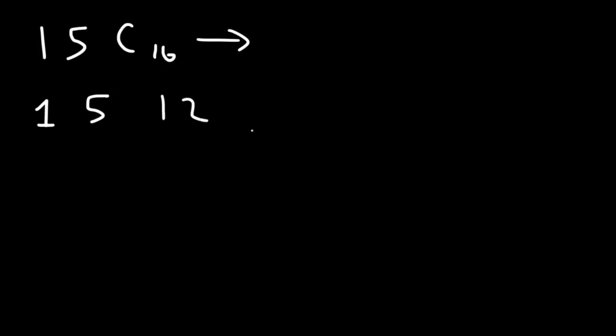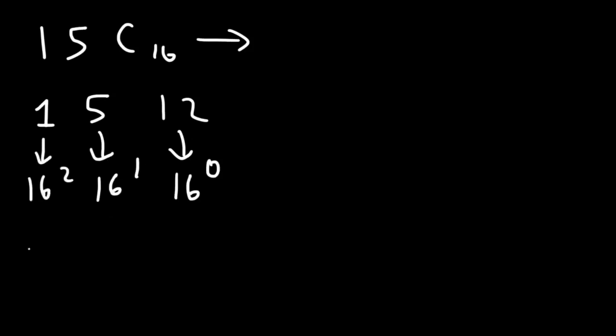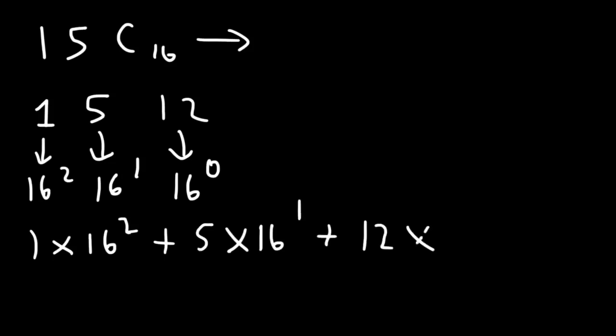Now let's talk about how we can convert a hexadecimal number into a decimal number. Now, the first thing we're going to do is change C. Recall that A corresponds to 10, B corresponds to 11, and C corresponds to 12. So the first number we're going to multiply by a power of 16. So the first one's going to be 16 to the 0, and the second number we're going to multiply by 16 to the first, and the last one by 16 squared. So it's 1 times 16 squared plus 5 times 16 to the first power plus 12 times 16 to the 0 power.